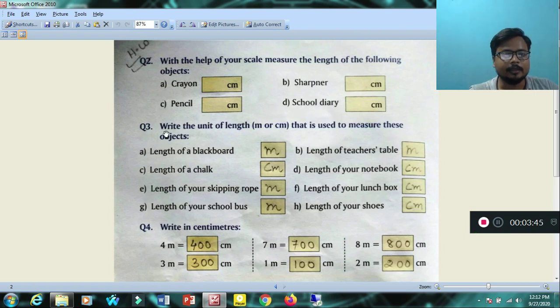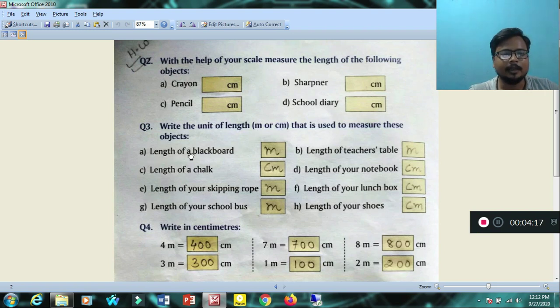Now question number 3. Write the unit of length, that is meter or centimeter, that is used to measure these objects. Now what you have to do, you don't have to measure these objects, you have to write only the unit of the length. As I have explained you in previous video, that units of length are of two types, meter and centimeter, okay. Means you have to learn only meter and centimeter. Meter can be denoted by m and centimeter can be denoted by cm.